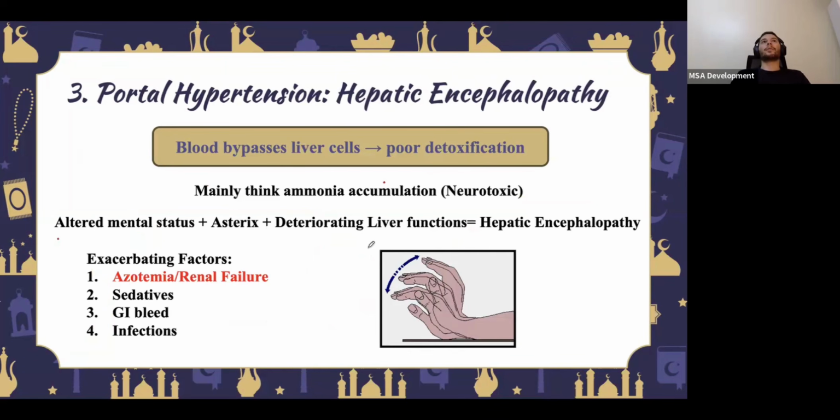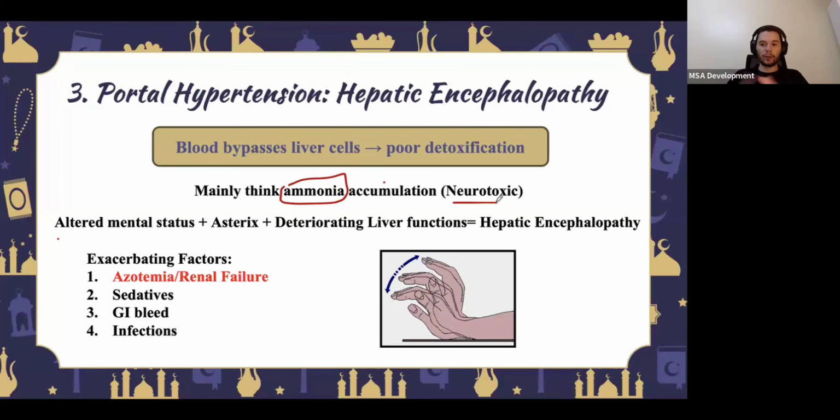And essentially, this would lead to poor detoxification or low metabolism of those toxic substances. And those toxic substances are now free to go to the rest of the body. Now, the main substance I want you guys to remember is ammonia. Ammonia starts accumulating, and it is pretty neurotoxic.